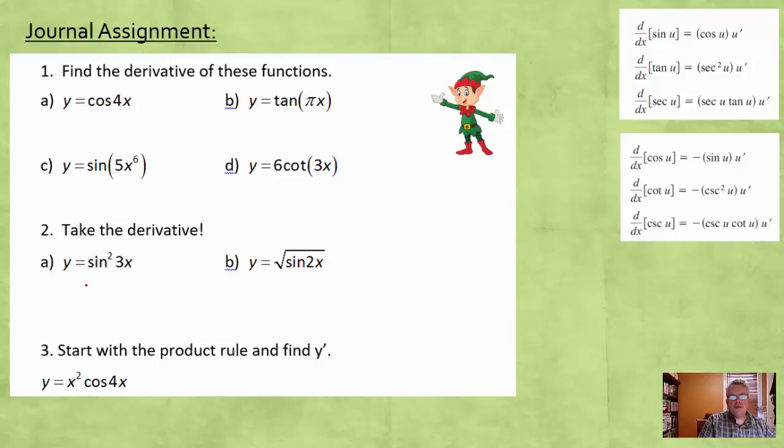So for problem number 2, you're going to have to rewrite the functions. So here, write this as y equals parentheses sine of 3x squared and take the derivative. On this one, write this as y equals parentheses sine of 2x to the 1/2 and take the derivative. Finally, on the last one, start with the product rule and take the derivative of that function. Good luck.